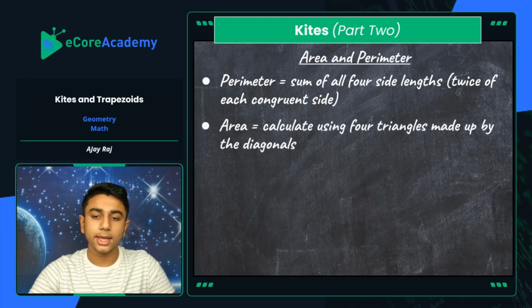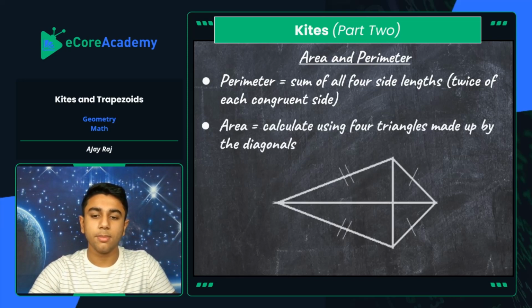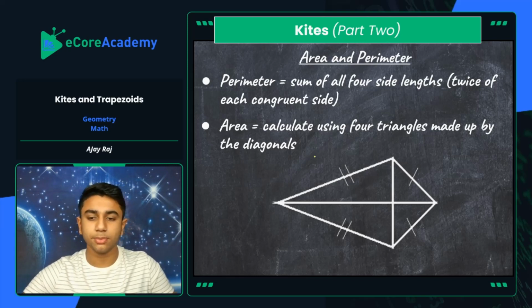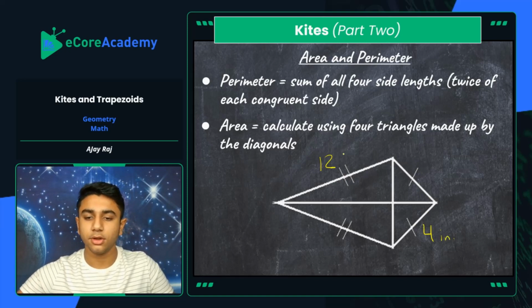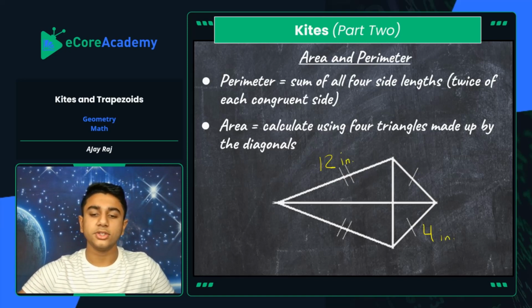And for area, we're going to calculate using four triangles made up by the diagonals. I'm going to explain exactly what we're going to do here. It's just like a rhombus property, except that we have to take another step and be given more information in this process. So if we have, just simple practice, we have 12. If we have 12 here and our 4 here, this is going to be in inches. Let's put inches. Keep our units there. What is the perimeter of this figure?